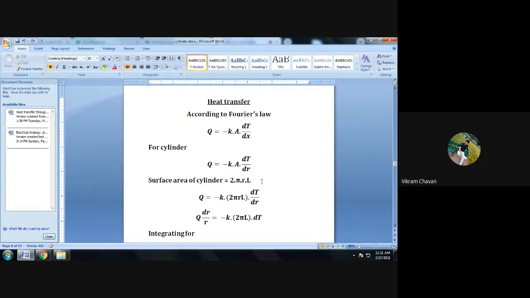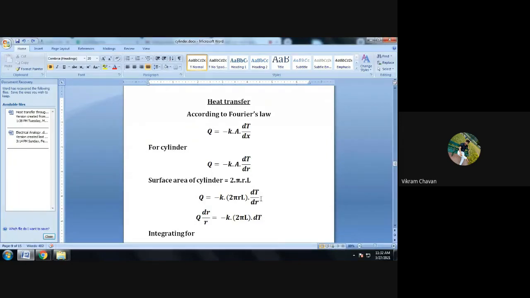Now we have to put this area in our Fourier's equation. So we will get the equation as Q is equal to minus K multiplied by 2 pi RL multiplied by dt divided by dr. Okay, everyone with me?